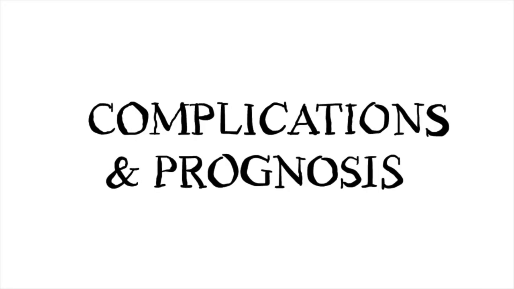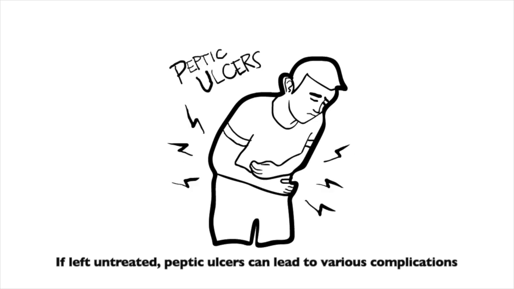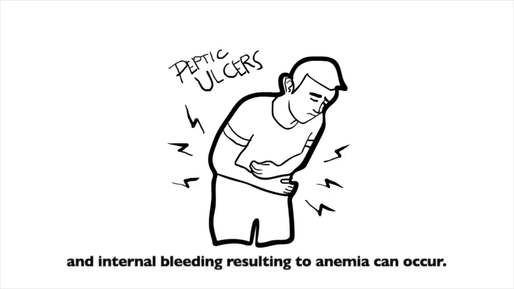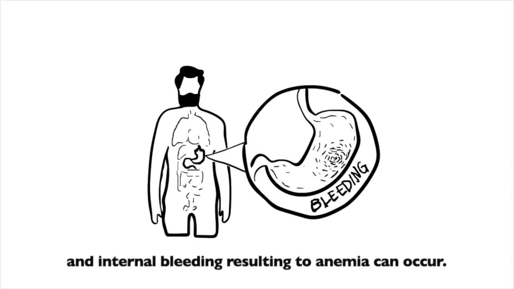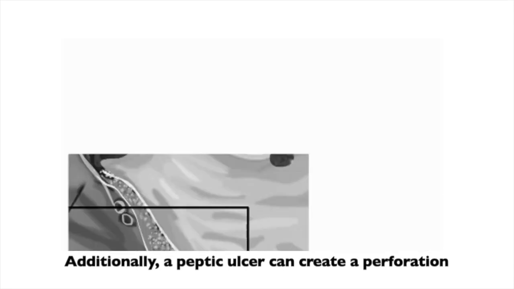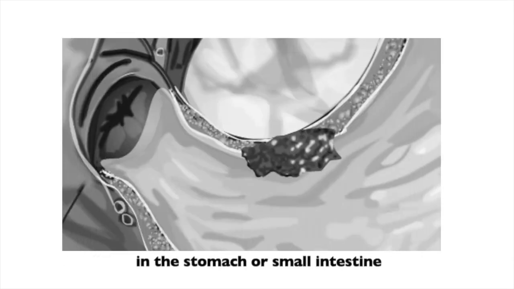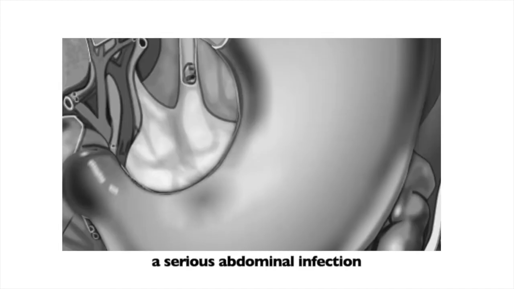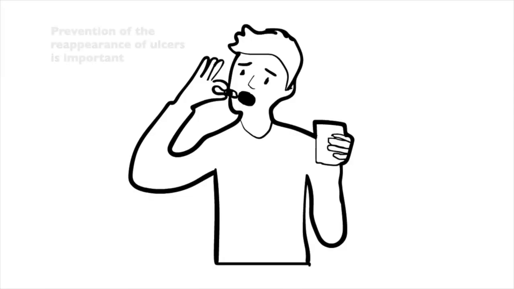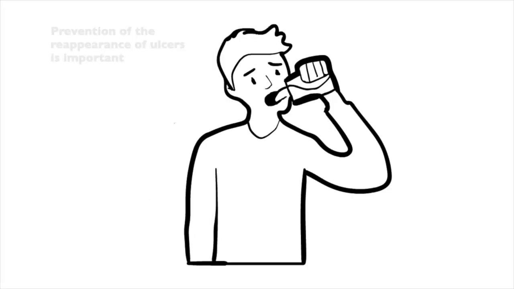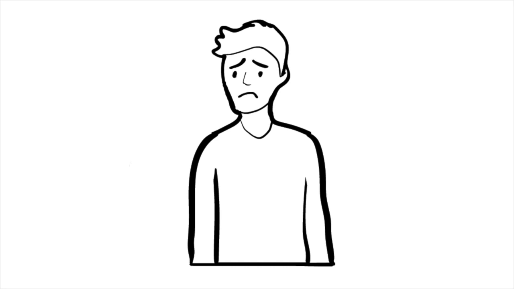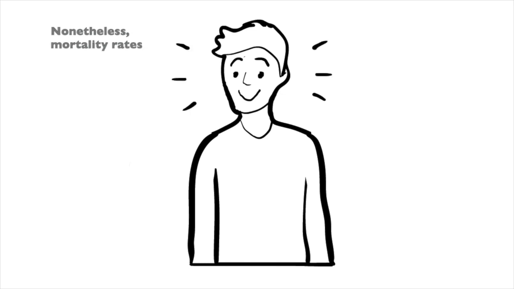Complications and prognosis. If left untreated, peptic ulcers can lead to various complications, and internal bleeding resulting to anemia can occur. Additionally, a peptic ulcer can create a perforation in the stomach or small intestine, risking the development of peritonitis, a serious abdominal infection. Prevention of the reappearance of ulcers is important, as well as treating the disease itself. Unfortunately, recurrence is prevalent. Nonetheless, mortality rates associated with peptic ulcer disease have significantly declined compared to previous times.